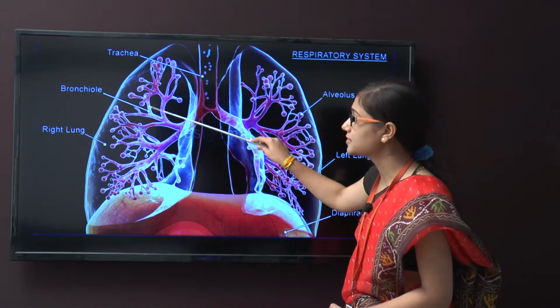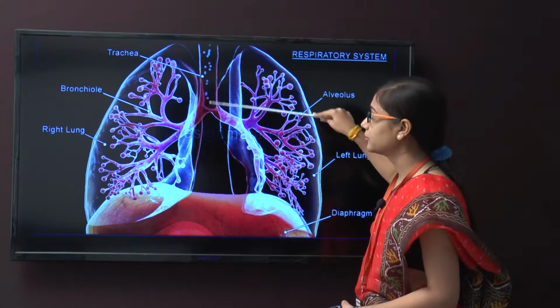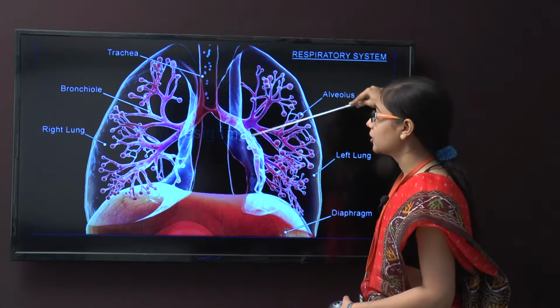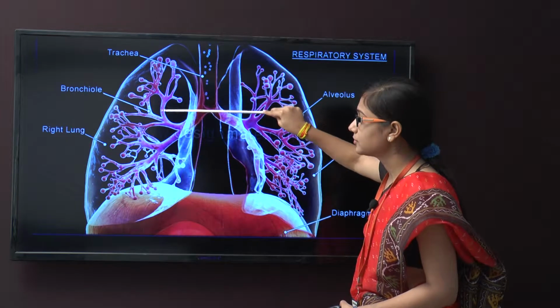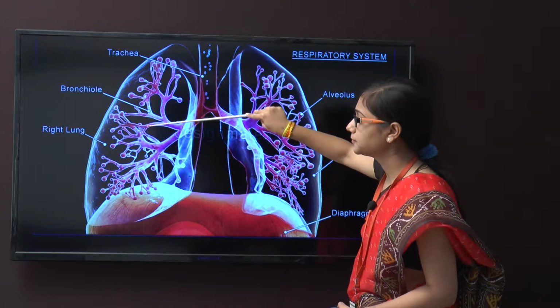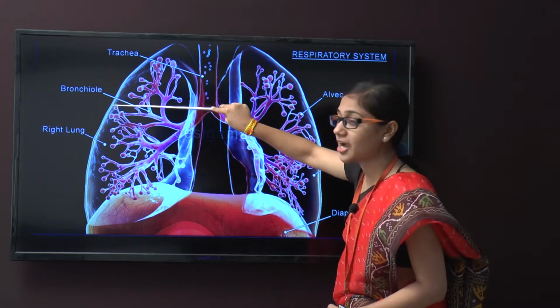You can see here, this is the trachea, right? This is the bronchi, this is the bronchioles, and this is the alveoli.